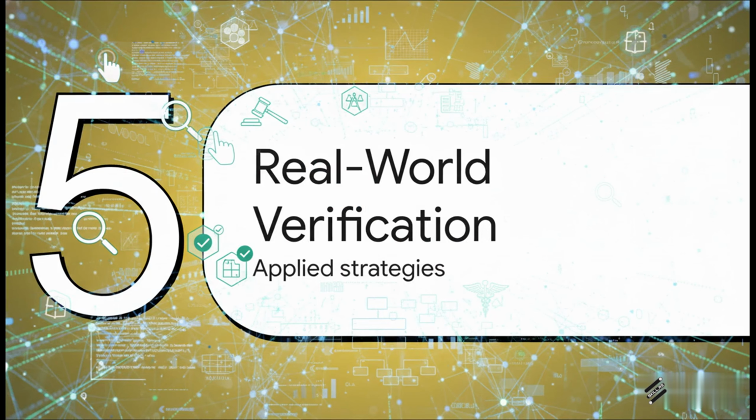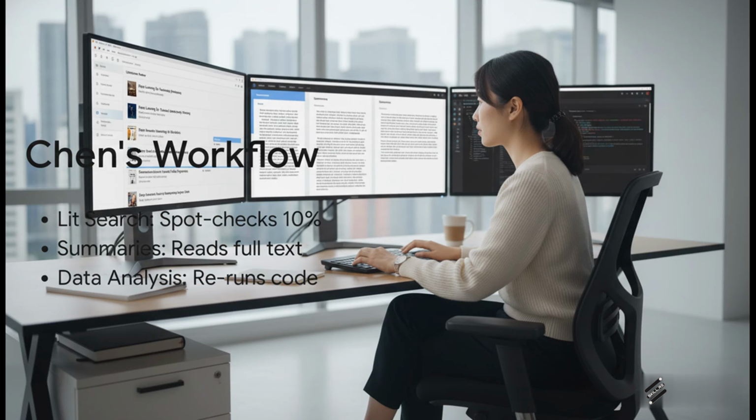Finally, Section 5, Real-World AI Verification. I want to show you how this workflow applies directly to a professional's actual daily tasks. Let's talk about Chen. She's a researcher who uses multiple AI tools, and she built a specific workflow for each one. For her literature search, the AI suggests 50 papers a month. She knows her weakest point here is retrieval bias, so she spot checks 10%, just 5 papers, to ensure the AI isn't pulling off-topic junk.